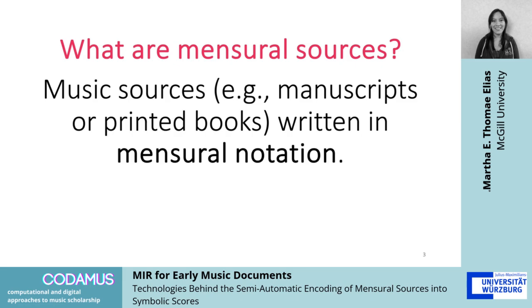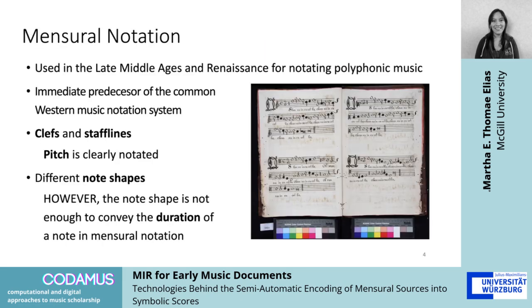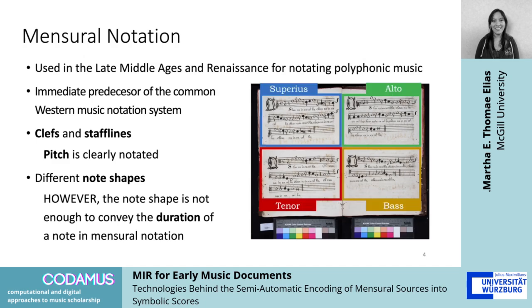So of course, the next question would be, what is mensural notation? It's a notation system used in the late Middle Ages and the Renaissance for notating polyphonic music, so music where each of the voices, like you can see in there, has their own particular melody. It is the immediate predecessor of our current notation system, the Common Western Music Notation, and as such already has certain similarities. You notate pitch in the same way.